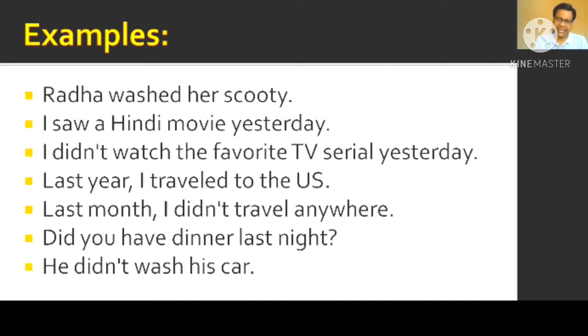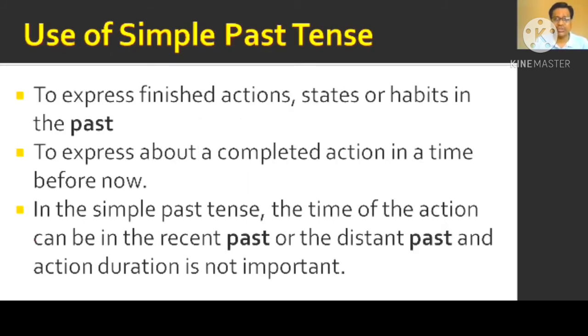The last sentence, he didn't wash his car. For the last many days, he kept on using it, but he didn't get some time even to wash his car. It has become very dirty now. So you will say like this, he didn't wash his car. Likewise, whenever we talk about finished or completed actions, states, habits, or a sort of completed action related to the past, we express it in the simple past tense only.